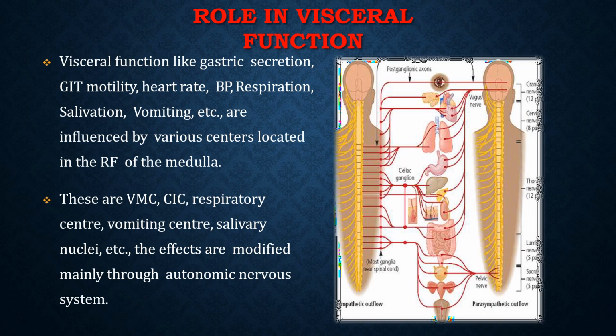And in visceral function, like gastric secretion, motility, heart rate, blood pressure regulation, respiration regulation, salivation, vomiting, all these visceral functions are influenced by various centers located in the reticular formation of medulla. So these centers are vasomotor center, cardiac inhibitory center, respiratory center, vomiting center, salivary nuclei, etc. And these effects are modified mainly through autonomic nervous system.